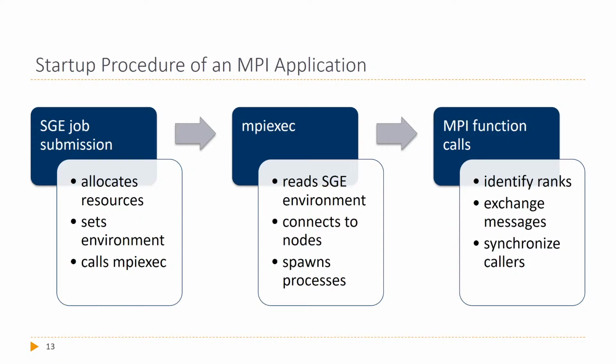And well, once we have parallel processes, we start our MPI function calls, which means we try to identify our ranks. Rank is MPI terminology for a process or a process ID. We exchange messages and we synchronize callers. For example, if we want to make sure that everybody stops at the same time, which can be useful for debugging purposes and the like. So the first 2 steps should be fairly obvious.